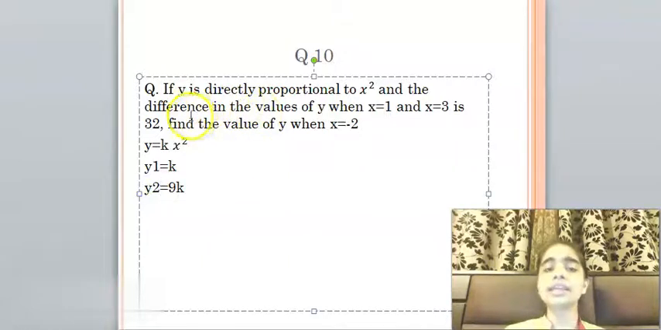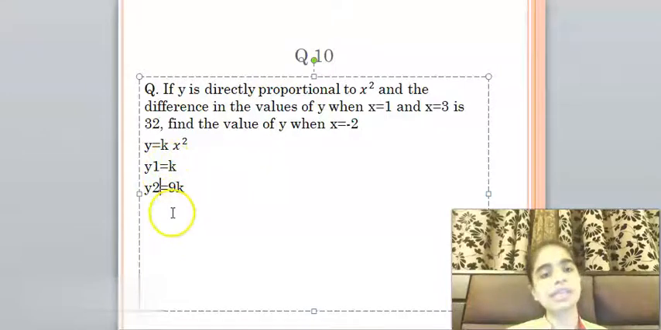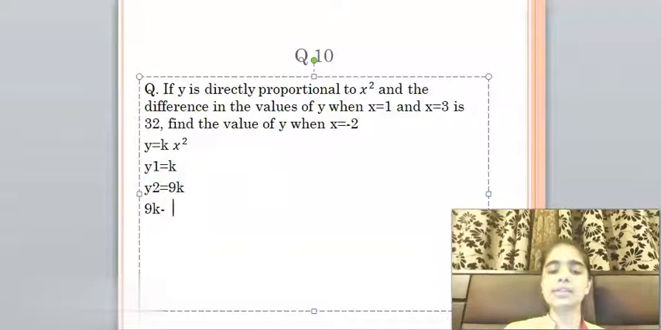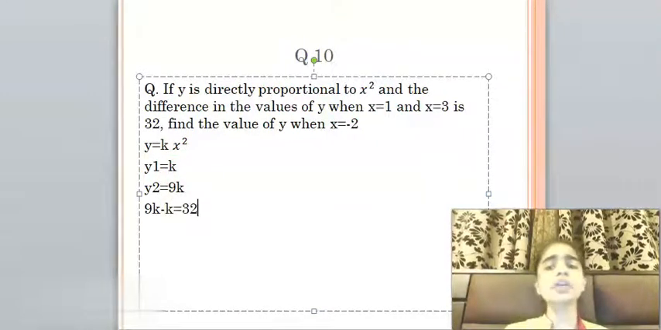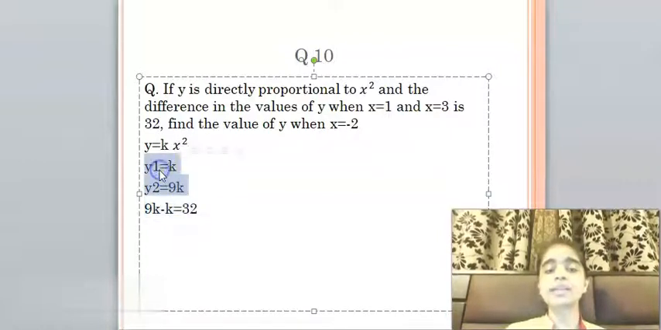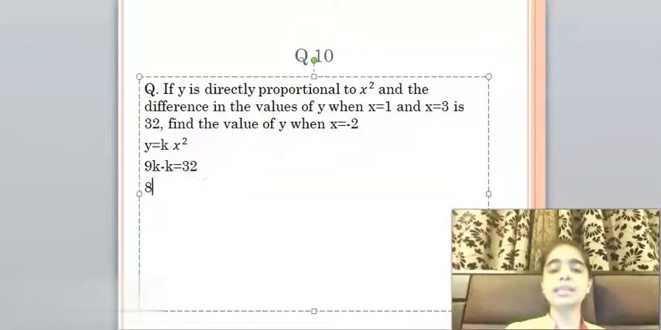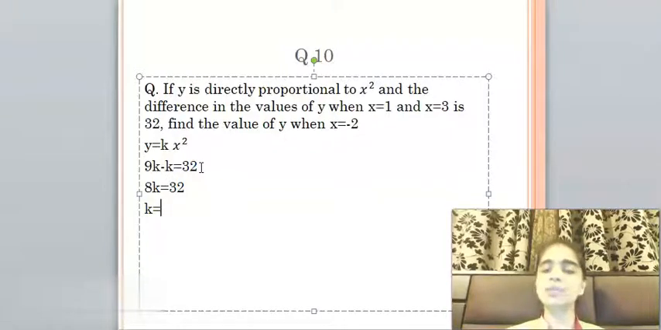Now they're saying that the difference in the values of y is 32. So the difference between these two values of y, one is 9k and the other is k, is 32. So 9k minus k will give me 32. Can you tell me what is 9k minus k? Absolutely, 9k minus k is 8k. So 8k is 32. Now, can we take out the value of k? See, it's so easy. 32 divided by 8 is 4. So the value of k is 4.